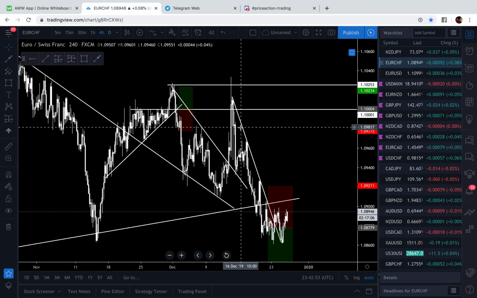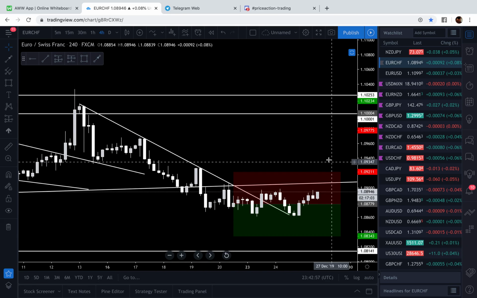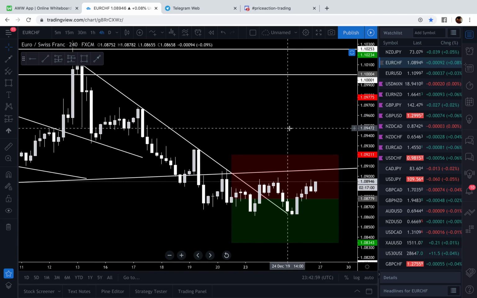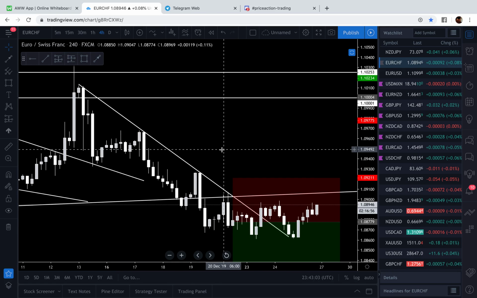On the H4, which is where I made my trading decision, look at this trend I found. I just simply connected that high and then this high and this high and this high. That's clear as day.